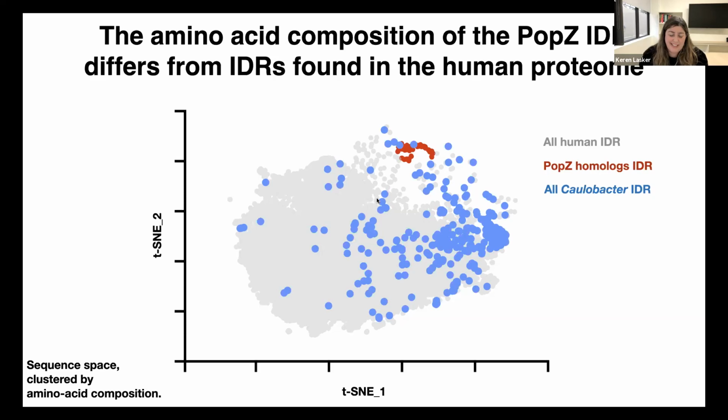So you might say, oh, well, this is just because it's a bacterial IDR. So maybe they all look like that. But now in blue, we're projecting all the disordered regions from all of Caulobacter proteins, and we see that this nice separation that we had before is lost. And that POP-Z clusters away also from most Caulobacter IDRs, with a few notable exceptions, including, for example, the disordered region of DNAA, which activates initiation of DNA replication in most bacteria.